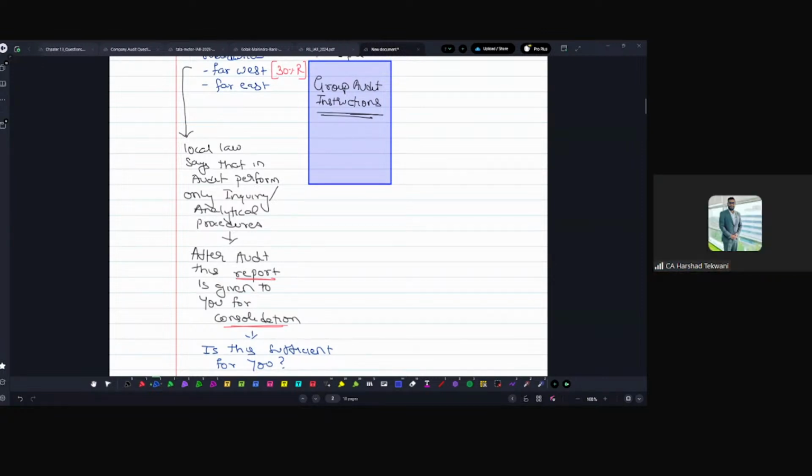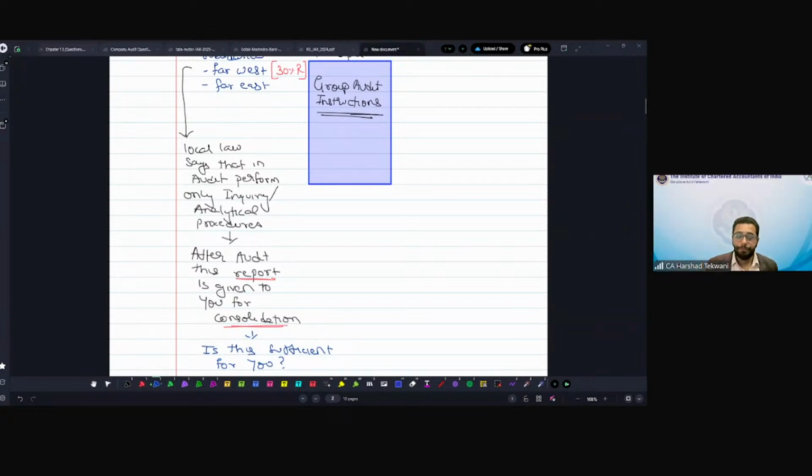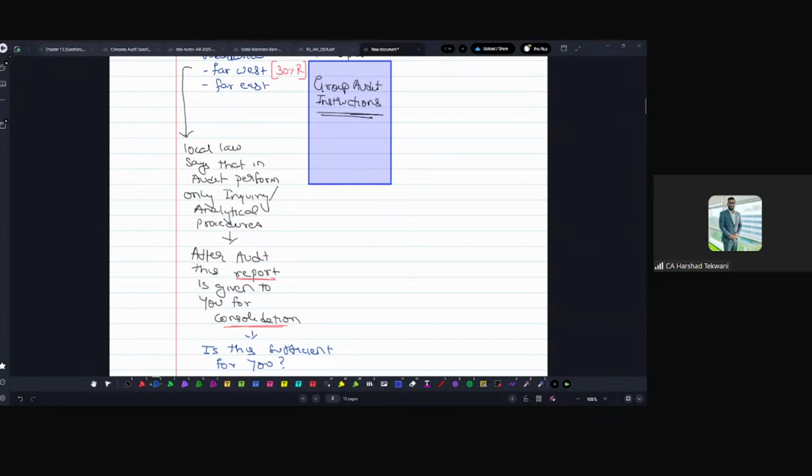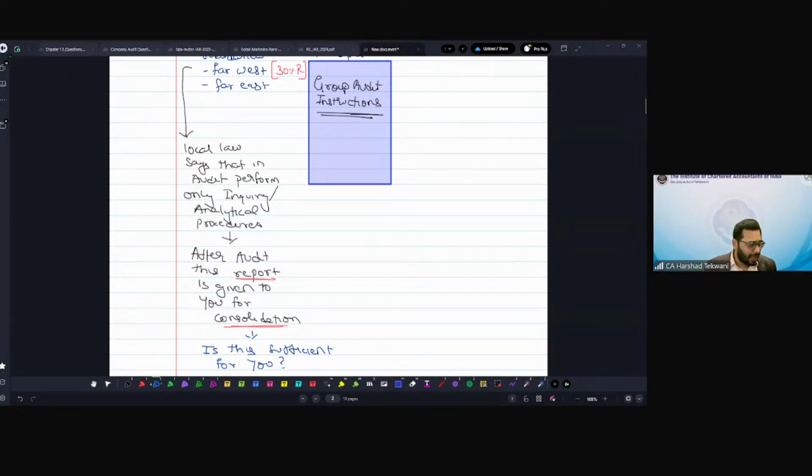Yes, no? No, sir. Absolutely no. Now tell me, if this is not sufficient, then what will you do? We will require further information from the component auditors. Further information as in, you would ask him that, apart from inquiry and analytical procedures, please add inspection, observation, and recomputation, recalculation procedures.